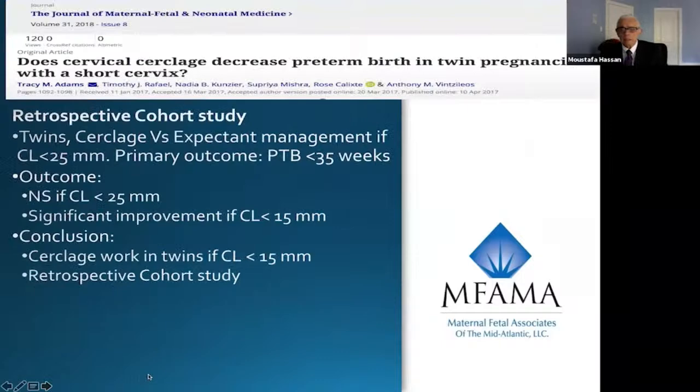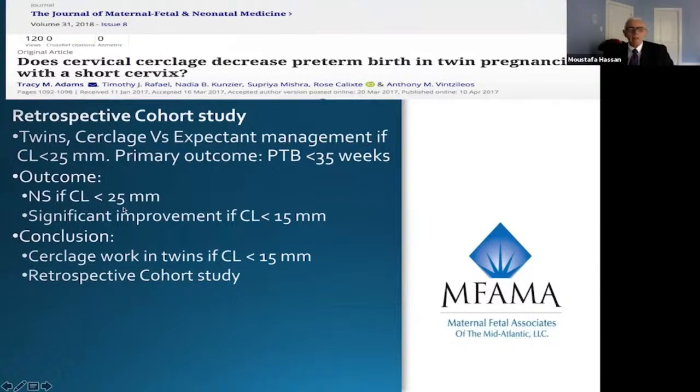So that led many people to say, hold on a second, that cannot be true. Let's see if this is really true or not, because you cannot just change the practice you have been following for years based on a few studies. So this was a retrospective cohort study. There was twin cerclage versus expectant management if cervical length was less than 25 millimeters. The primary outcome was preterm birth less than 35 weeks.